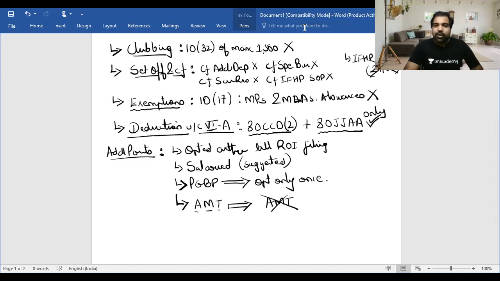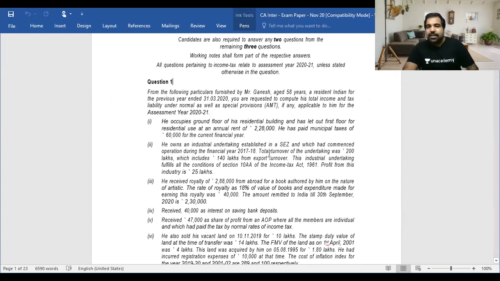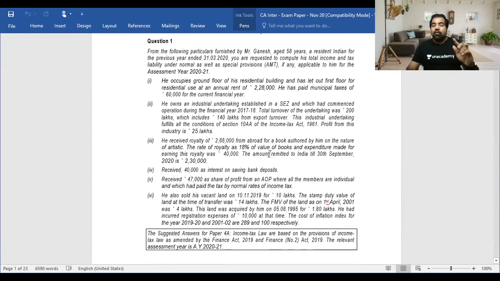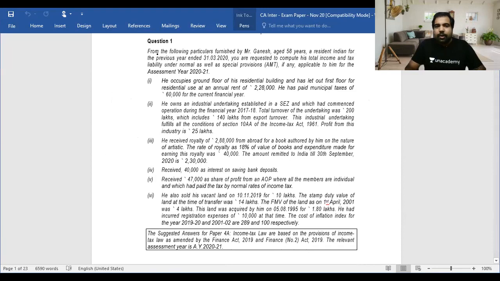I'm looking at one question from the CA Inter November 20 exam. As we discuss this examination question, guys, we have to figure out which deductions we can take or not take, assuming Mr. Ganesh has opted for 115BAC. So let's do this, guys. From the following particulars furnished by Mr. Ganesh, age 58 years, a resident Indian for the previous year 19-20, you are required to compute his total income.